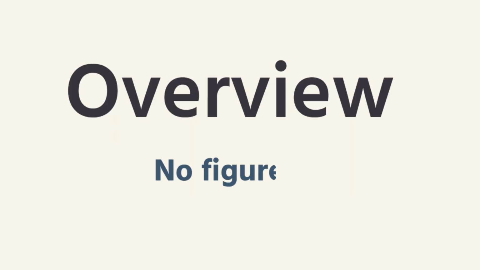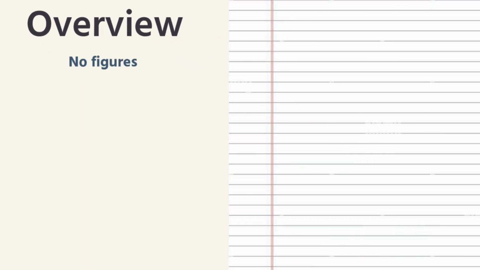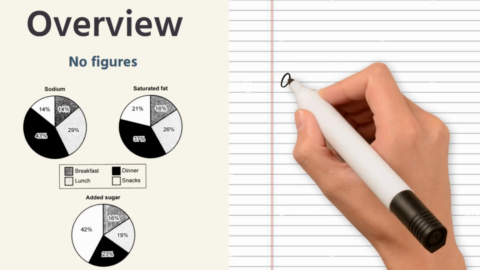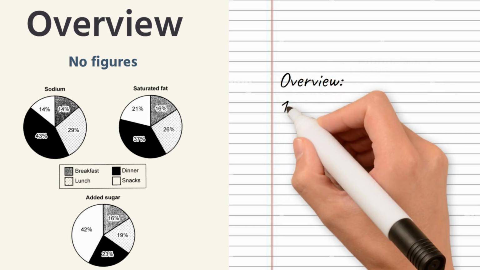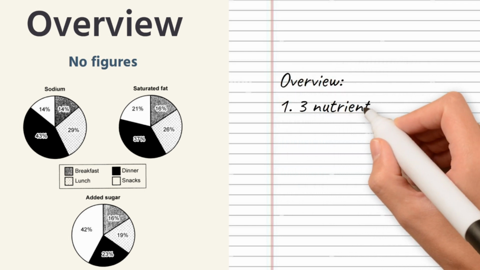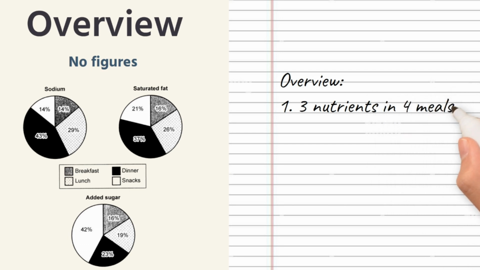Overview. In the overview, no figures. First, I will describe the basic information of the 3 pie charts, which is all nutrients are present in all 4 meals. Second, I will describe the largest share of each pie. That's what a pie chart is made for.